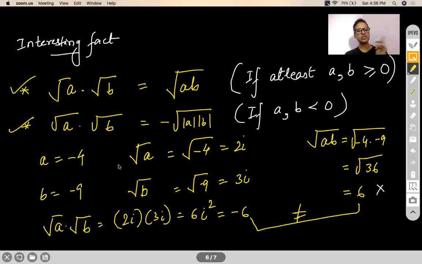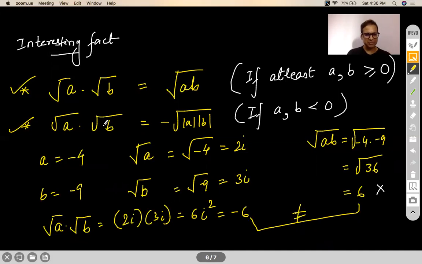Or are you talking about geometric mean when one is positive, one is negative? Geometric mean when one is positive, another is negative is not defined because both are real numbers and your answer will come out to be imaginary. That I will talk about when I do geometric mean with you.